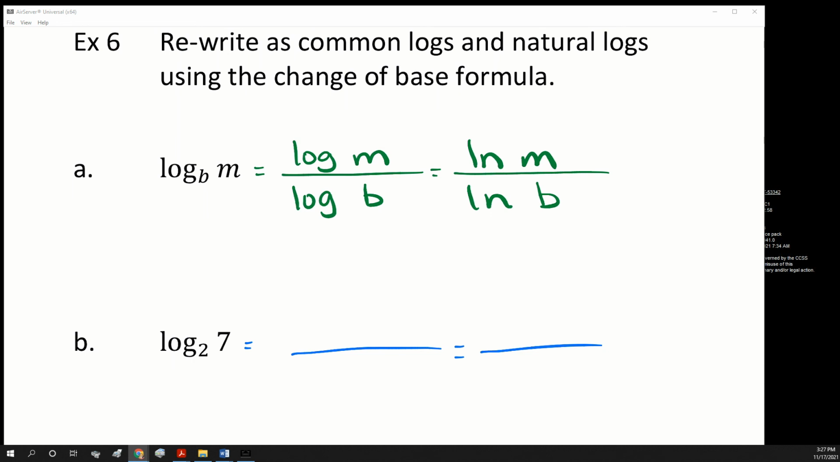So for log base 2 of 7, we want to change that to common logs. It's just going to be log of 7 over log of 2, or natural log of 7 over natural log of 2.